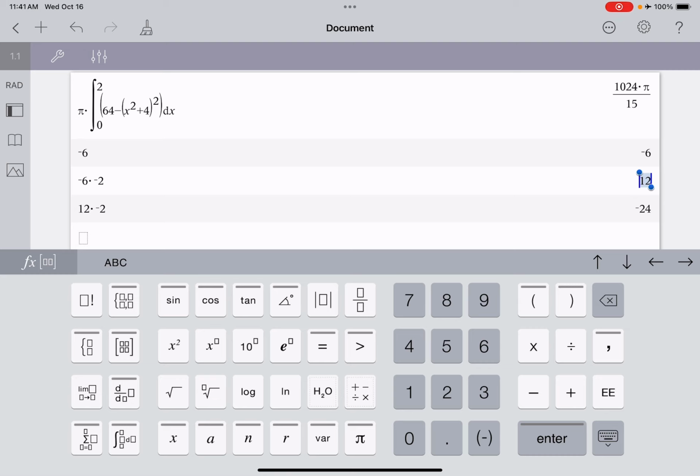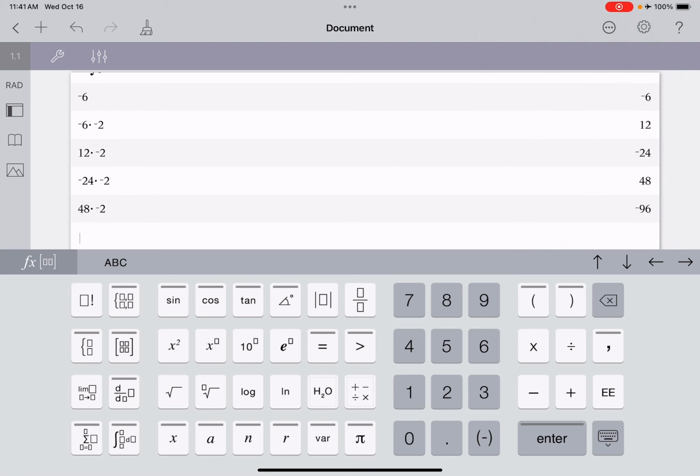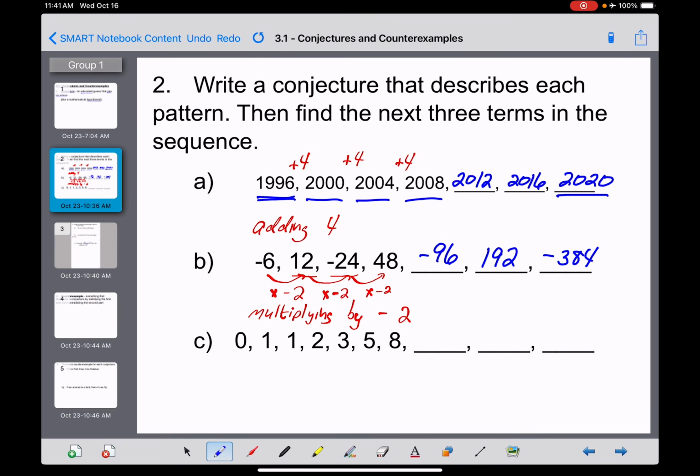So all you have to do here, guys, this is kind of fun, is just keep hitting enter, enter, enter. And if you just keep doing that over and over again, you'll get the next answers there pretty quickly. And there's the -384 that I wanted to end on.